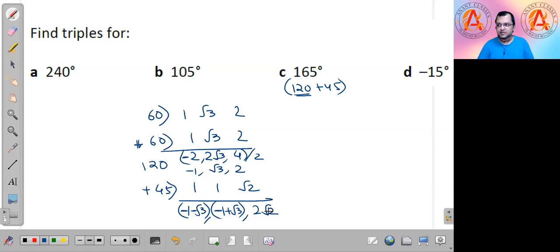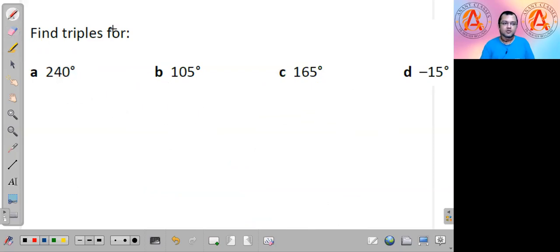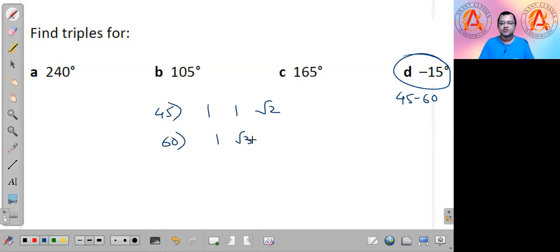Now, the final one. How to do this number D? Minus 15 degree. How do we get minus 15? Yes, exactly, 45 minus 60. So 45 is 1, 1, root 2, and 60 is 1, root 3, 2. So if we subtract, we get minus 15. So please calculate this.